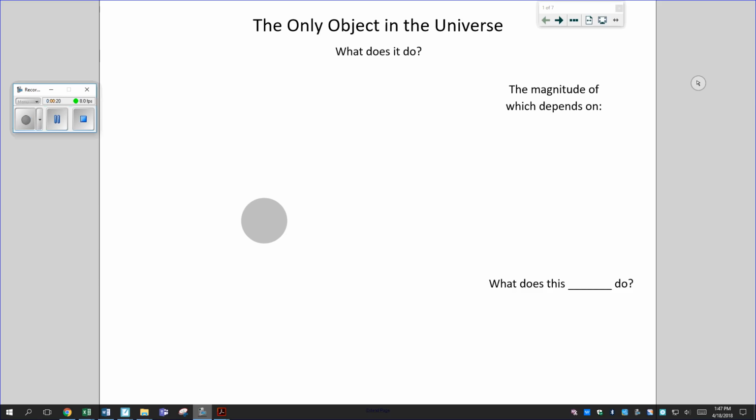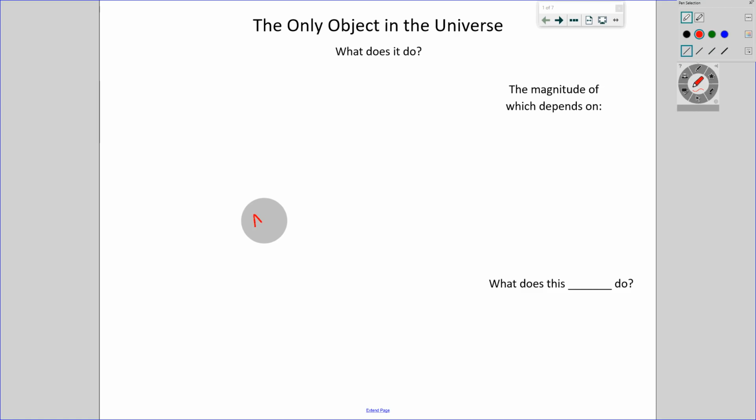Let's say that here's the only object in the universe. The universe is devoid of all things except for this one single object. What does this object do? Well, object denotes something for sure. It denotes the fact that this is massive.